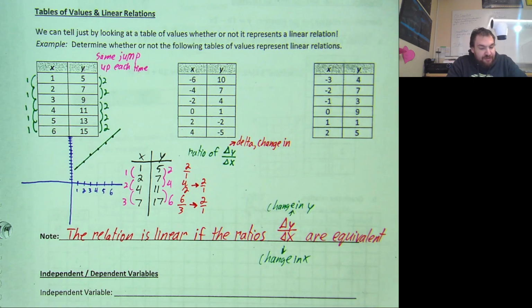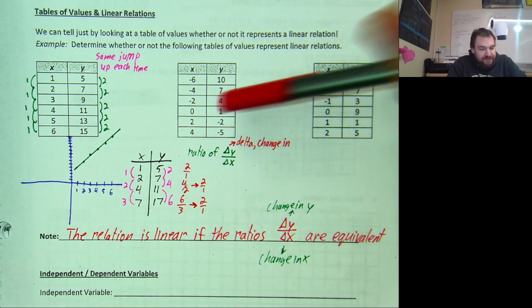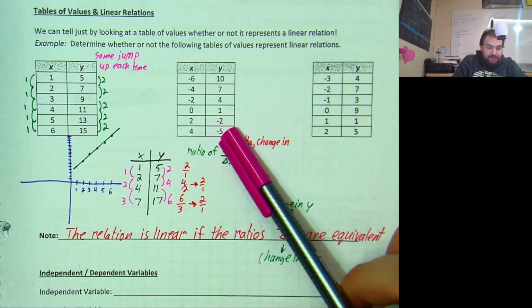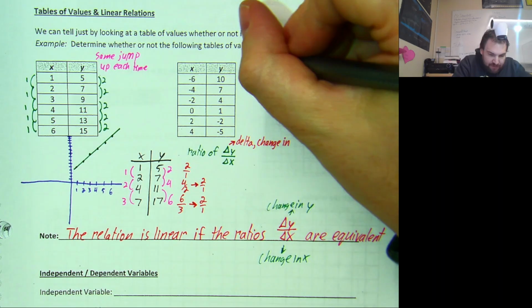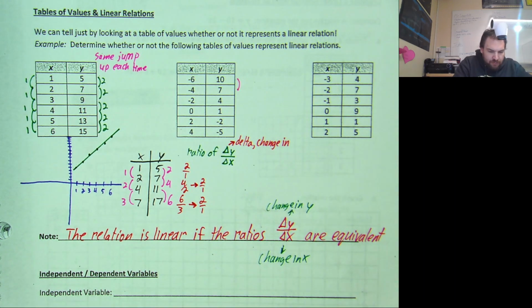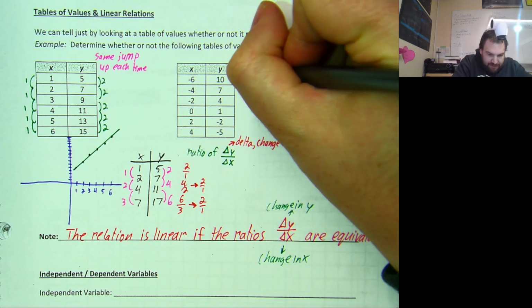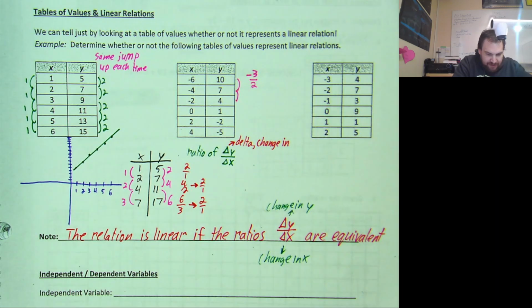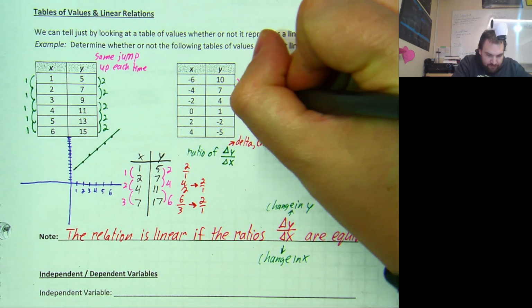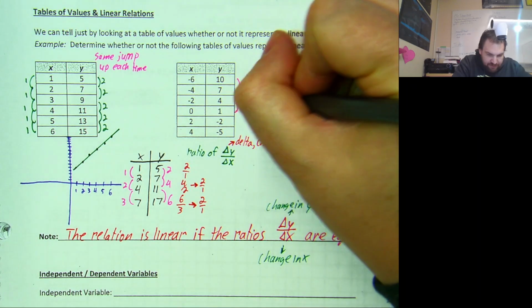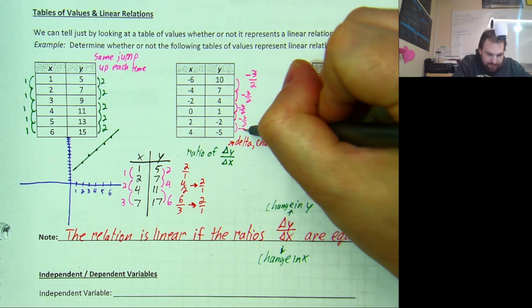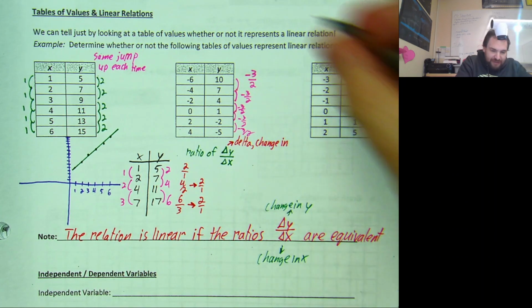So then let's look at these other two tables. Do these two tables represent linear relations or not? This one does? Okay. Going from here to here, what's my ratio? It's going to be -3 over 2. My ratio from here to here is the same, going down 1 but going up. -3 over 2, -3 over 2. That's cool. So then this one is linear.